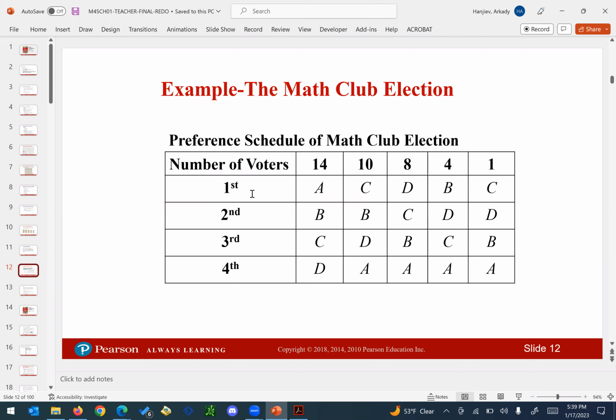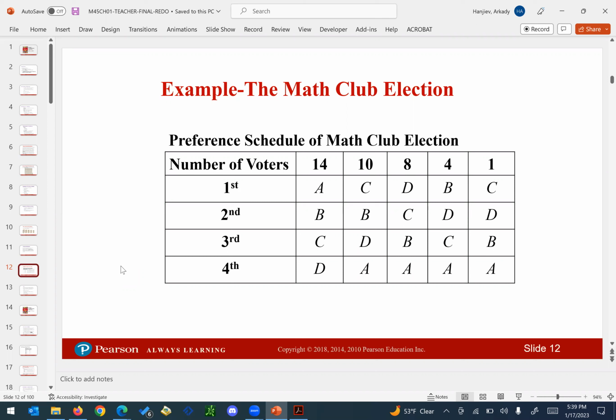So first place votes: 14 for Alicia, then 10 for Carmen, 8 for Dave, 4 for Boris, and 1 for Carmen again in a different order. So the question is, who should be president? That's the question. And in 1.1, I don't think we actually even get there. We just talk about the setup. So 1.1 is really just the definition, and here are your elements.